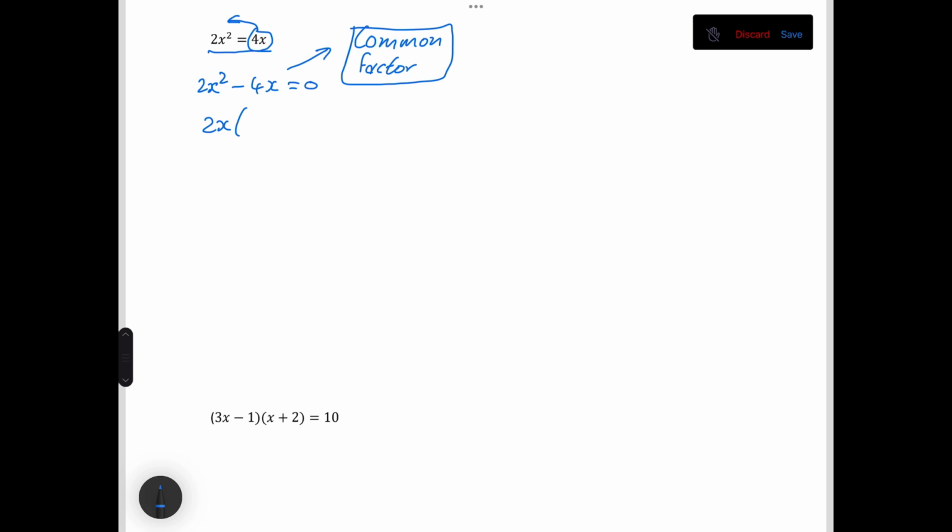So we take out 2x, right? And so let's divide 2x squared by 2x, and we see that we get x. So that's why I wrote down the x there. And I'm going to take negative 4x over 2x equals negative 2. So it's 2x times (x minus 2) equals 0. So now we have two brackets equal to 0. So now I can say 2x equals 0, or x minus 2 equals 0.